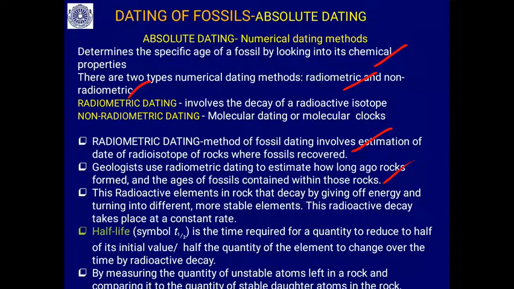Half-life, with the symbol T half, is the time required for a quantity of an element to reduce to half of its initial value, that is, for half the quantity of the element to change over time by radioactive decay. By measuring the quantity of unstable atoms left in the rock, one can say the age of that rock, and we can also determine the age of the fossils recovered from that rock. This is how the dating of fossils can be done.